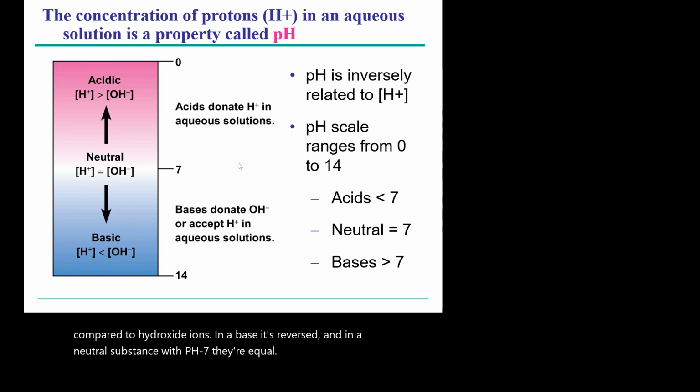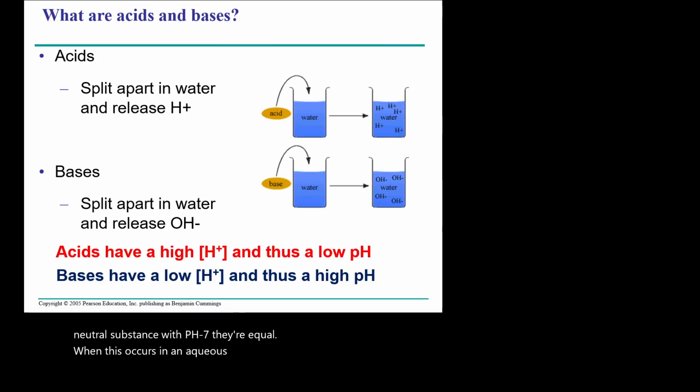When this occurs in an aqueous solution, there's a reaction that happens. Acids would be split apart in water, and that's how the hydrogen ions would be released. Bases, on the other hand, when they're mixed with water, release the hydroxide ions. So as shown in the little beaker illustrations on the right, if you add acid to water, you see water still there because it's an aqueous solution, but also these hydrogen ions. And in the base, when you add that to water, you get the hydroxide ions.